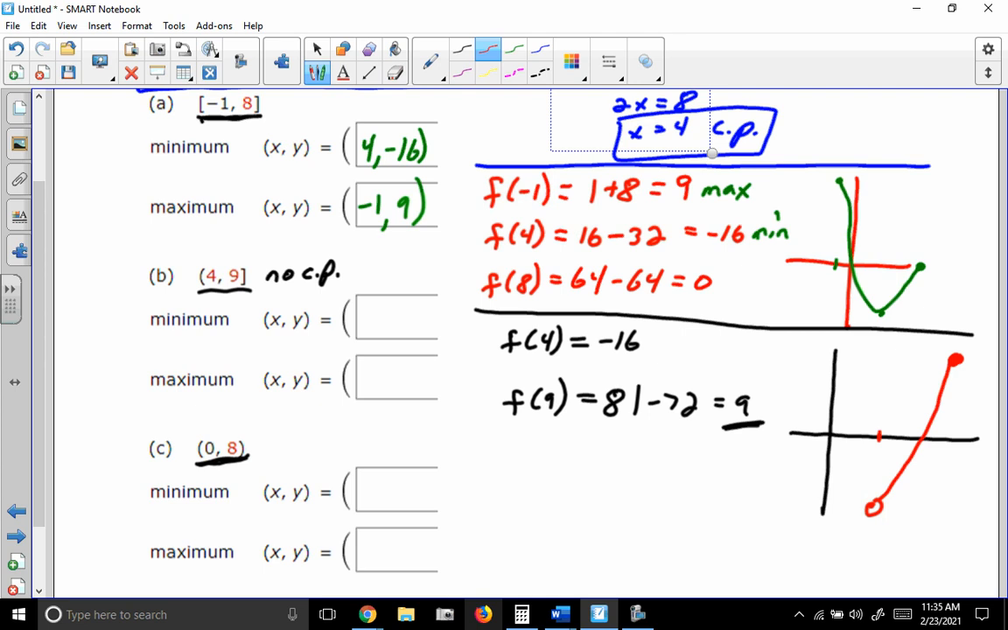So do we have a maximum? And the answer is yes. On the right side, that's the highest point on the entire interval. So our maximum is the 0.99.